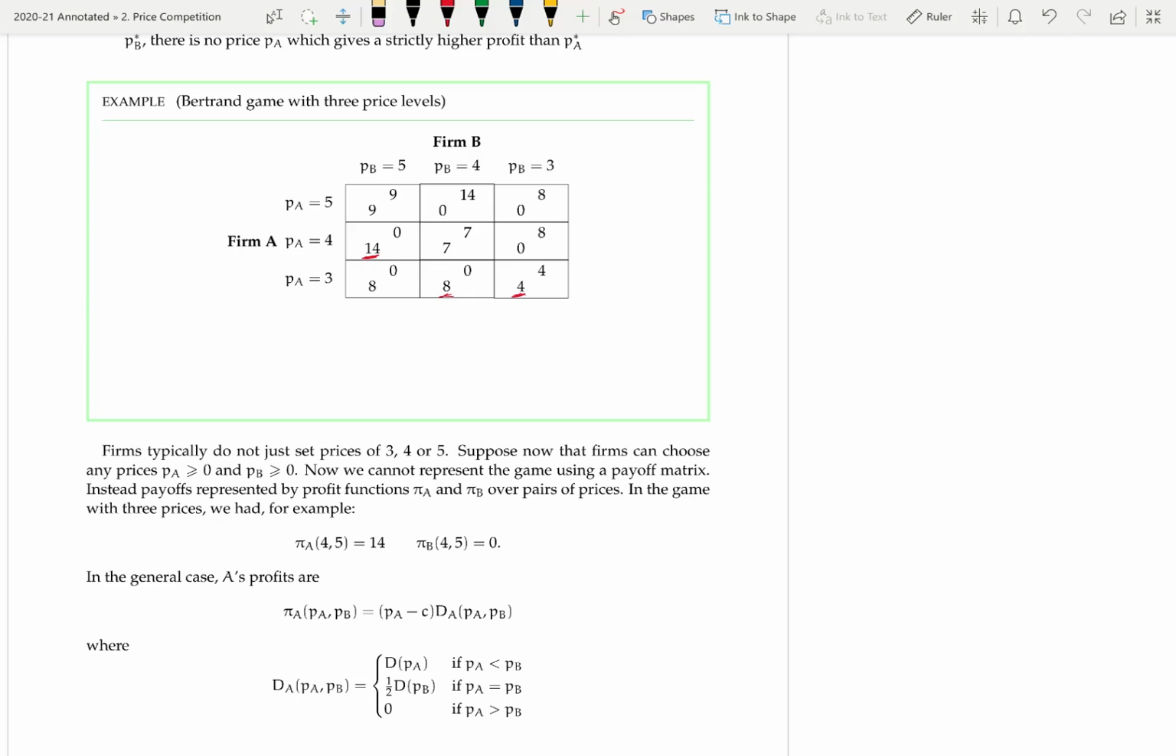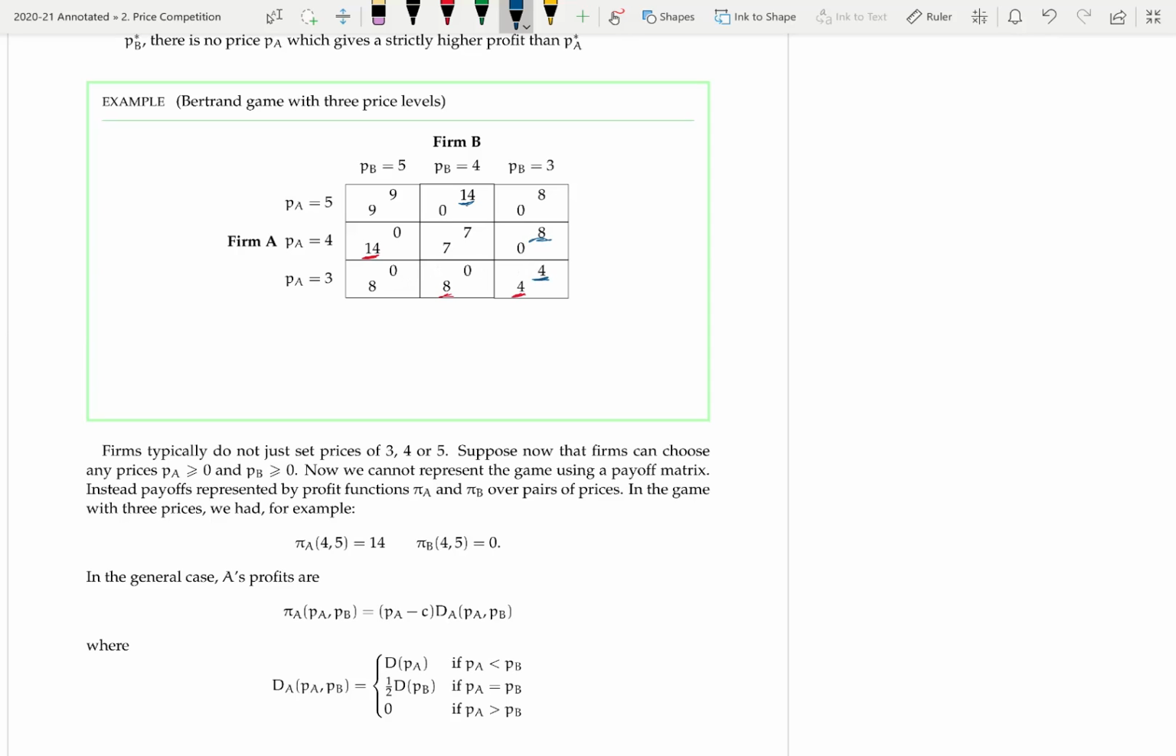Now we can do the same thing for firm B. I'll underline the highest payoff for firm B in blue. Because the game is symmetric, it's going to be very similar. The highest number here is 14. The highest number here is 8. And the highest number here is 4. So we have the best responses.